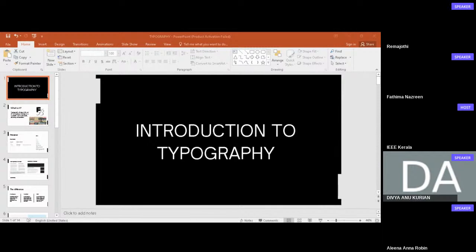Okay. Another one is: what is baseline in typography? It says, what is baseline in typography?